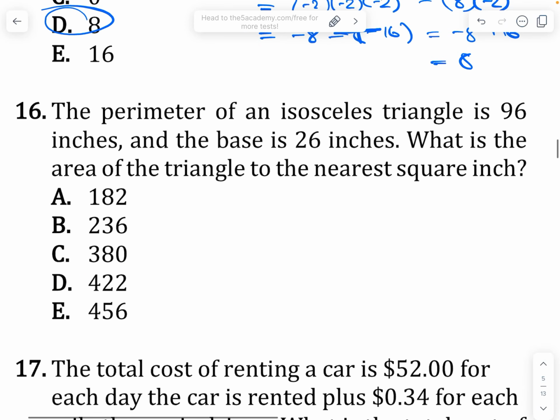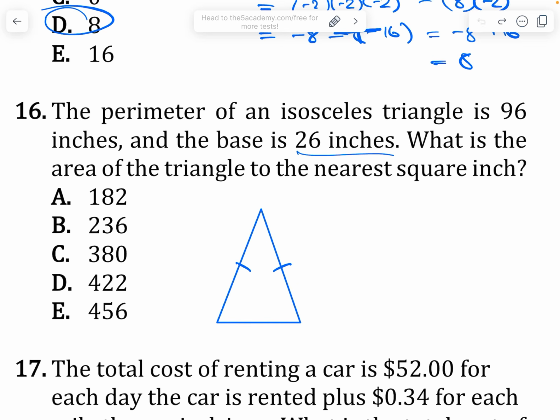The perimeter of an isosceles triangle is 96 and the base is 26. What is the area of the triangle to the nearest square inch? Okay. Isosceles triangle. We talked about isosceles triangles earlier. So you have two side lengths that are the same. It could look a number of different ways. It could look like a really flat isosceles triangle where these two side lengths are the same. It's still isosceles. Or it could be a right isosceles, but it doesn't matter, right?